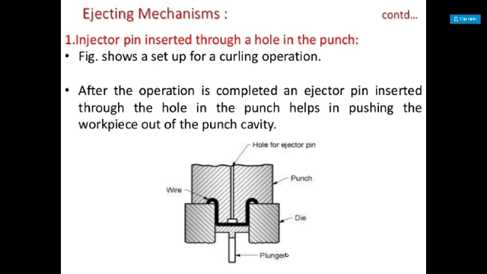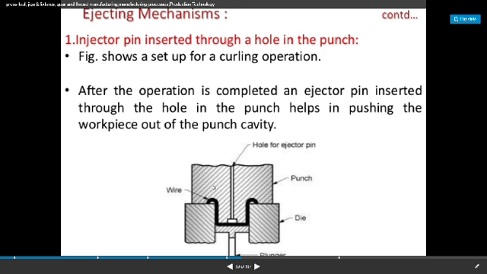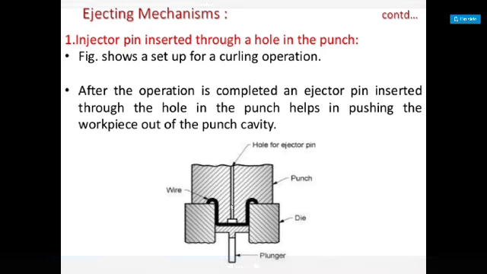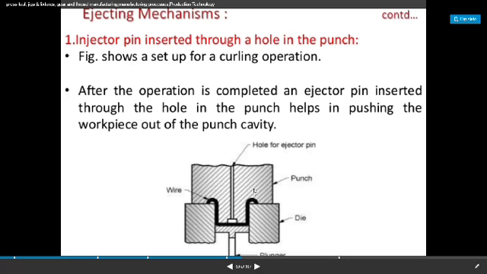Ejector pin inserted through a hole in the punch. The figure shows a setup for a curling operation where punch, die, wire, and hole for ejector pin are there. After the operation is completed, an ejector pin is inserted over here through the hole in the punch, helping in pushing the workpiece out of the punch cavity.